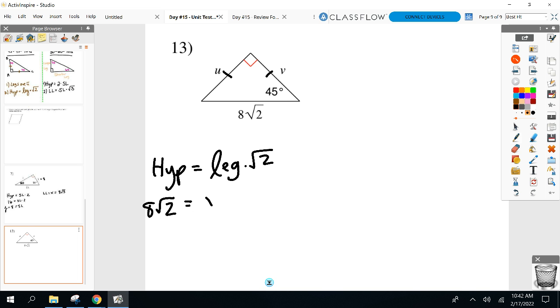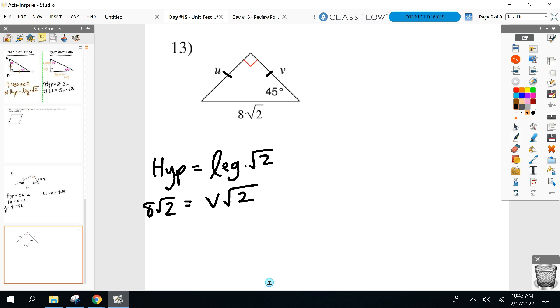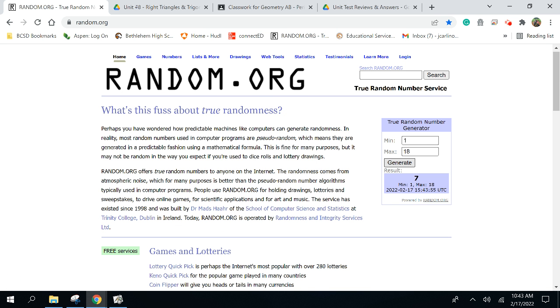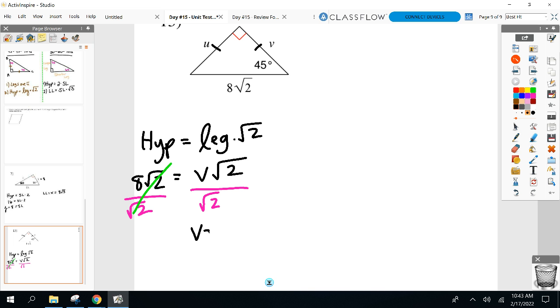Leg, you can pick u or v, doesn't matter, times the square root of 2. How do I get u or v by itself now to solve for it? Divide by the square root of 2. Good job. Divide by square root of 2. And everyone see what happens? So either leg will be equal to 8. So v equals u, which is equal to 8.